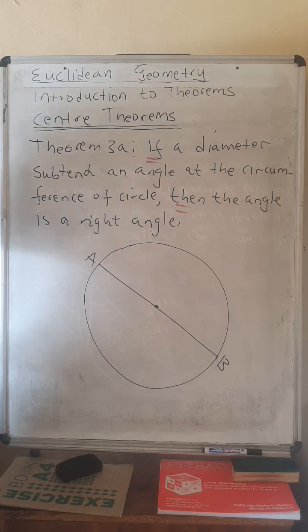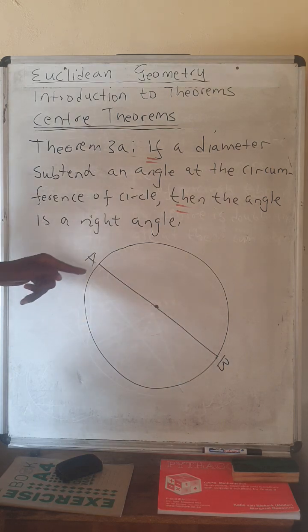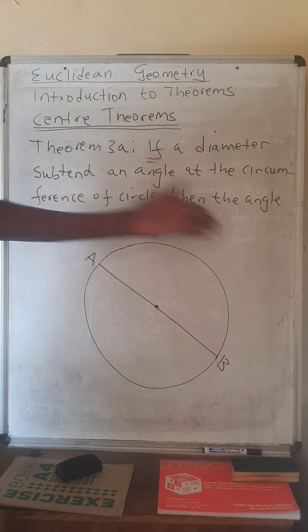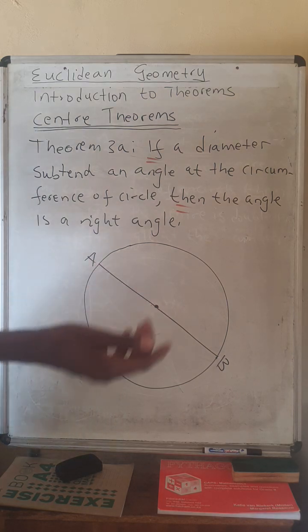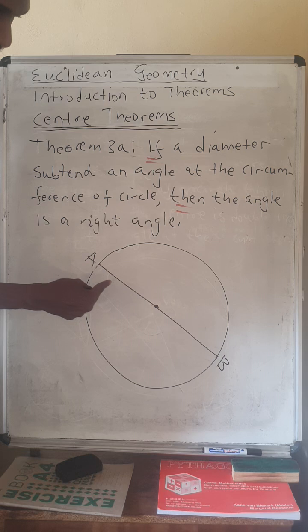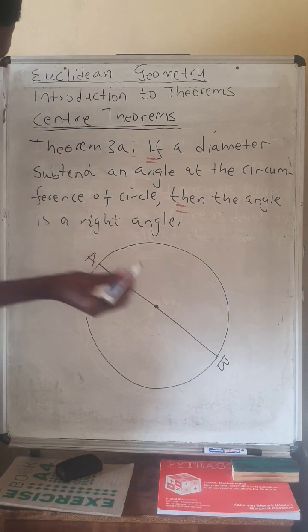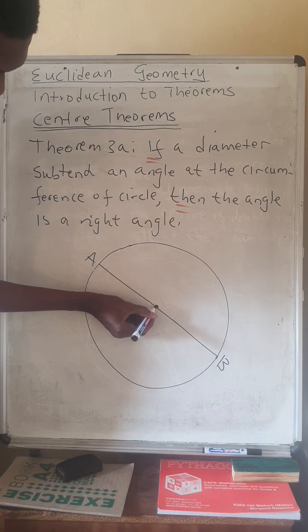Now, let us look at this. So I'm having AB here, which is a diameter. So AB is a chord, you can see. Remember, a chord is a line that joins 2 points along the circumference. You can see this line is joining A and B along the circumference. So it's a chord. But because it passes through the center, this is the center, guys.